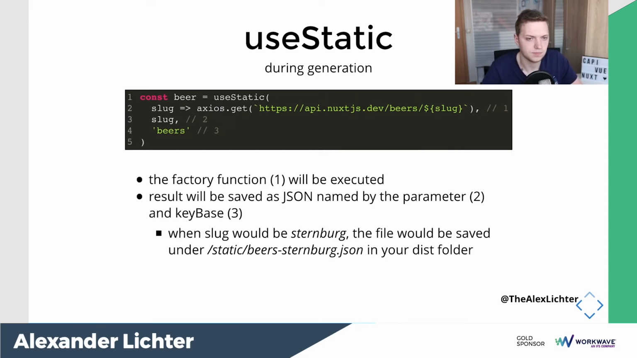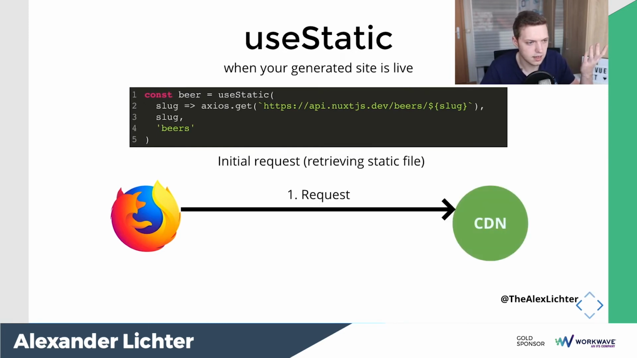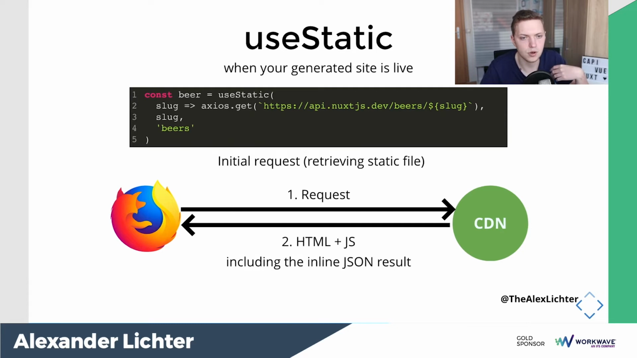In the dist folder. Okay, so this will be saved during generation, and when your site is live at some point and this file is needed, what's happening is that the browser requests that static JSON file, and there will be the response. Cool.